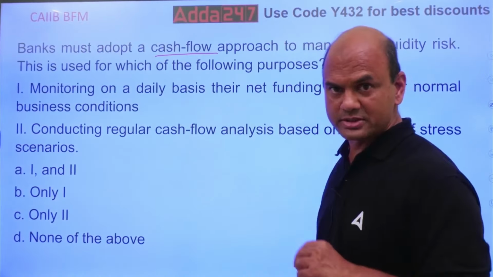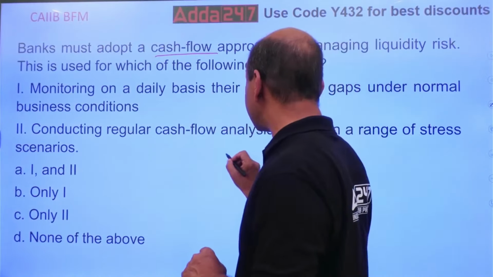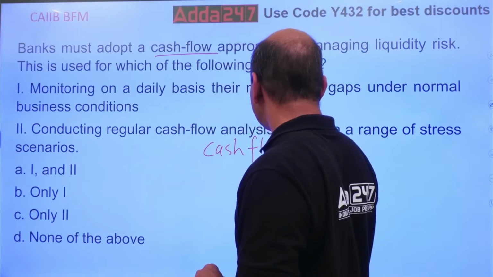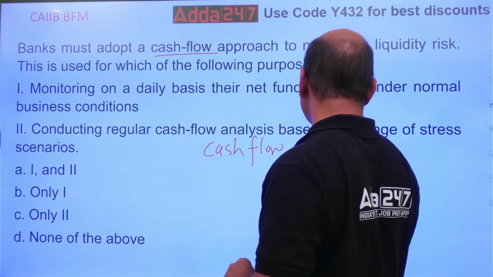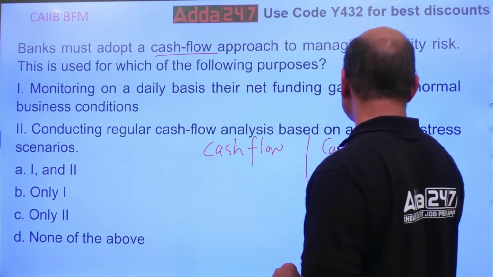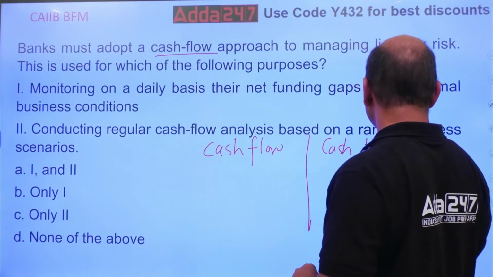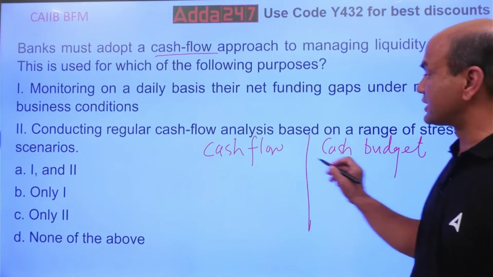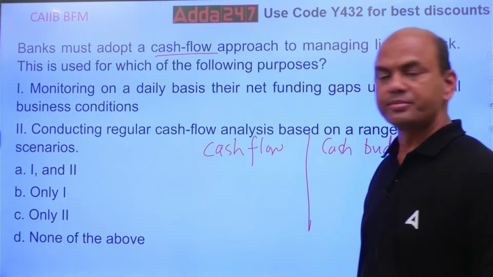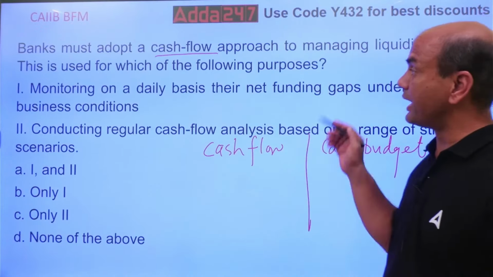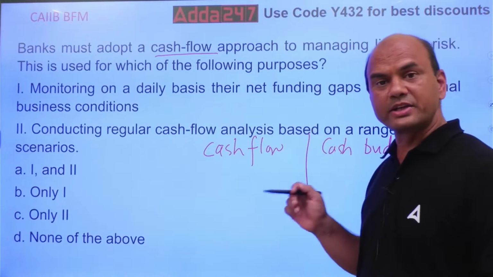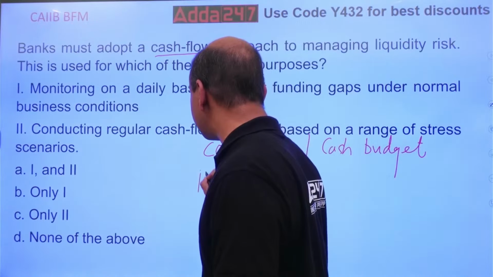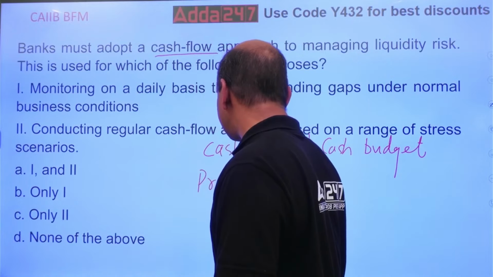There are two approaches, kindly note. One is cash flow, and the second one is known as cash budgeting, cash budget. These two are similar ones. But it is said banks must follow the cash flow approach. What is cash flow here? Cash flow means present cash flow. Present. What is my present cash flow?